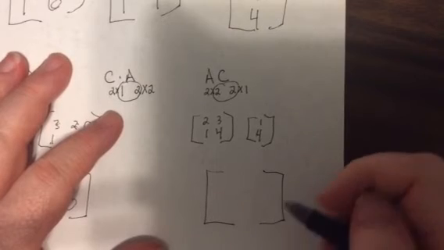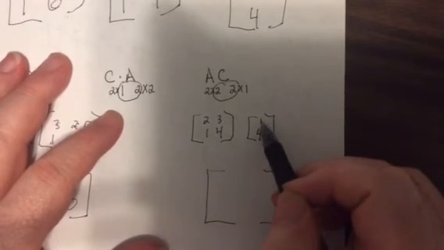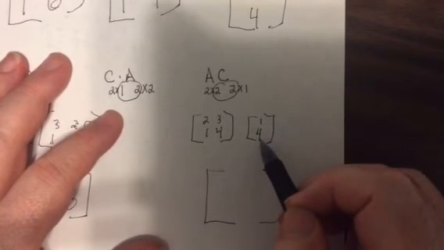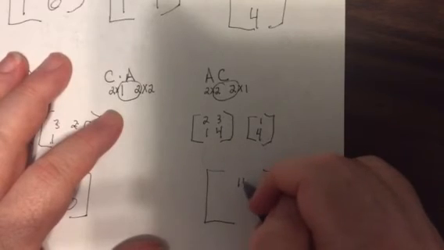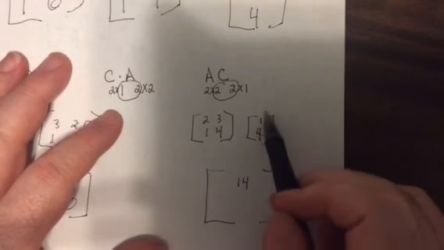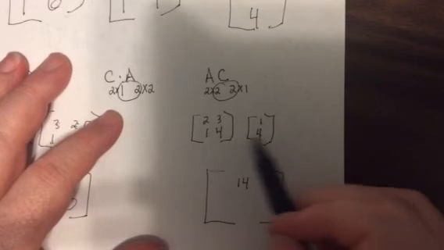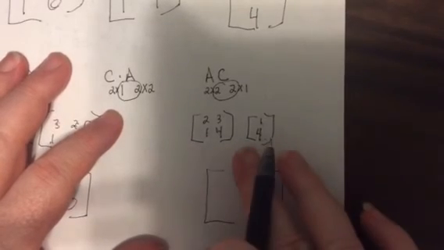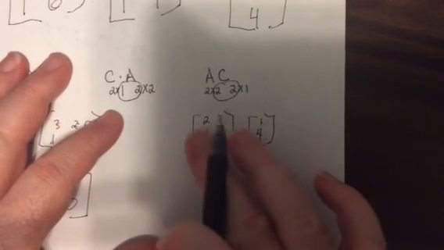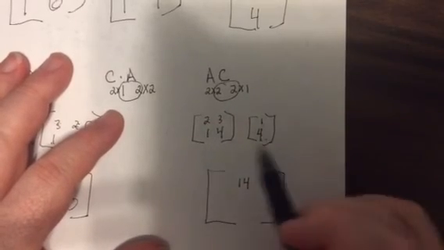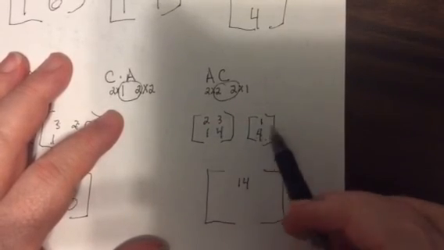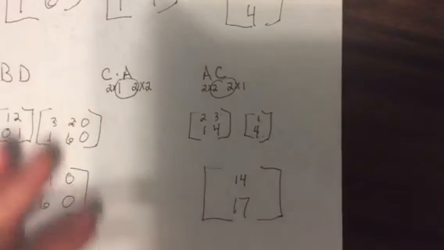So let's see what we have. 2 times 1, 3 times 4, that's 12, plus 2 is 14. Then 1 and 4, 1 times 1 is 1, 4 times 4 is 16. So it's across, match it with down. Across, match it with down. 1 times 1 is 1, 4 times 4 is 16, that's 17.